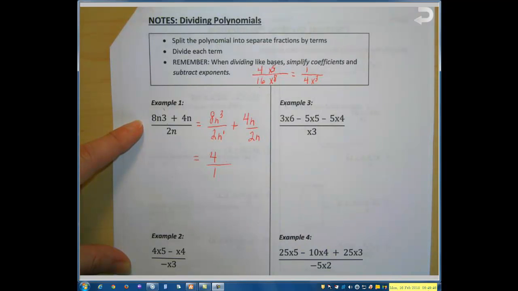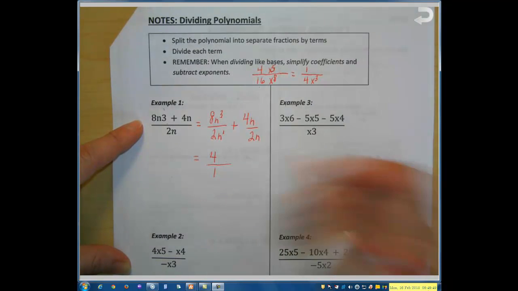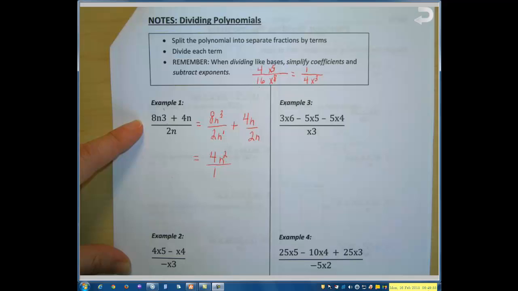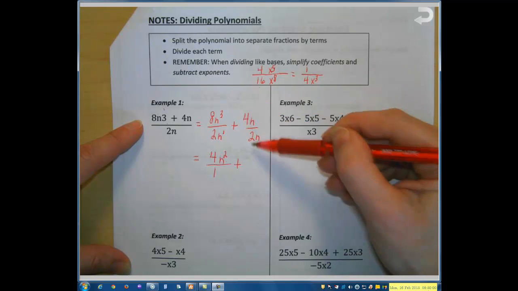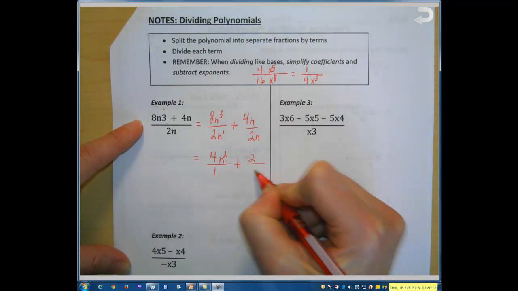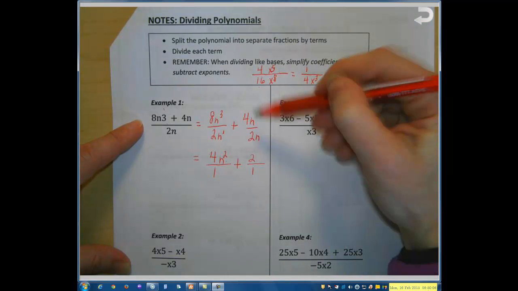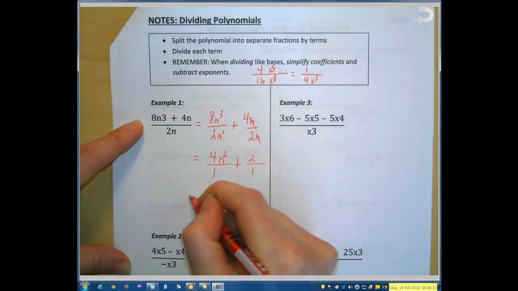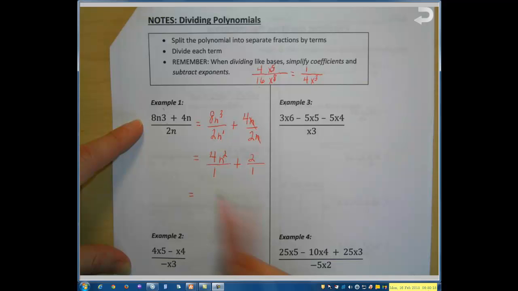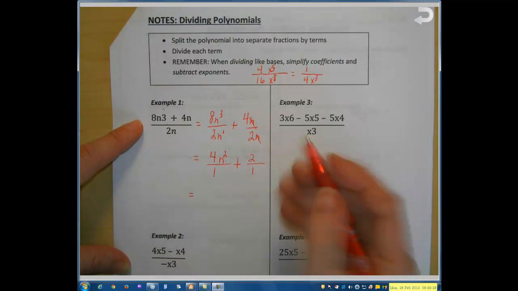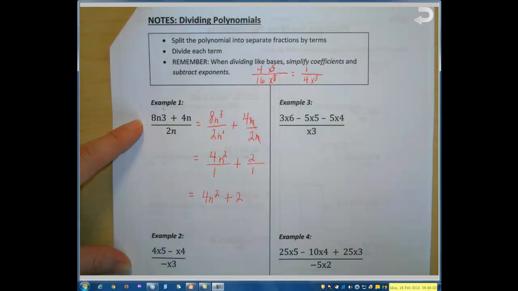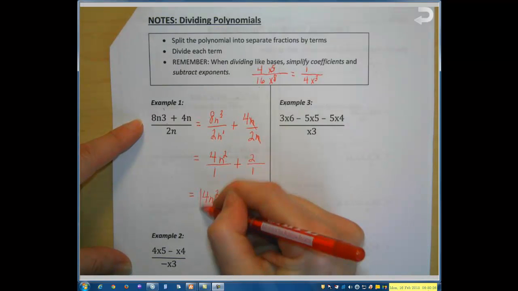Now we're going to subtract the exponents. 3 minus 1 is 2. Our answer stays in the top because we have more n's in the top. Now let's do our second term. Simplify the coefficient. 4 over 2 simplifies to 2 over 1. And we have the same number of n's in the top as in the bottom, so our n's will cancel out. Now let's just simplify our answer. Both terms are over 1. We know that dividing by 1 makes no difference to the fraction, so we can simplify our answer to 4n squared plus 2.